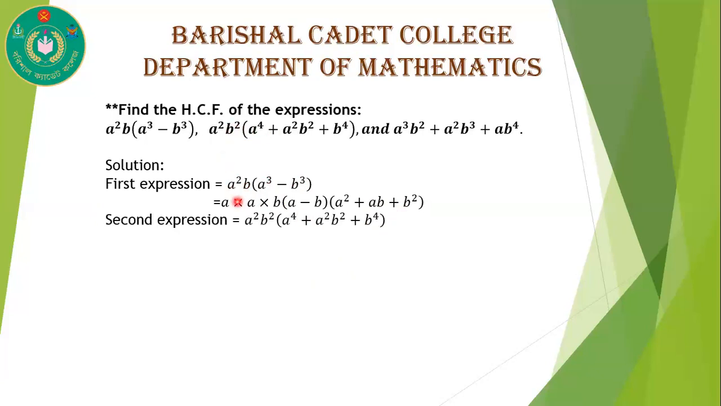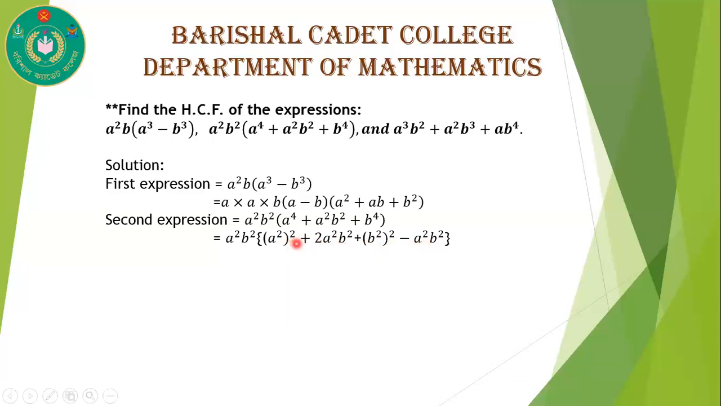Now the second expression, a square b square into a to the power 4 plus a square b square plus b to the power 4. Now we will try to factorize these expressions. Then we can write a square whole square plus 2a square b square plus b square whole square. Here we can see a square b square are more here. That's why we subtract a square b square.